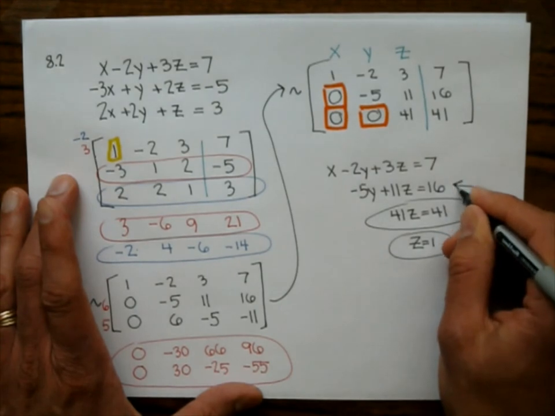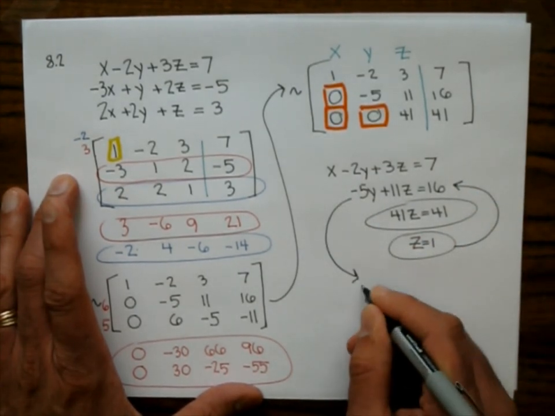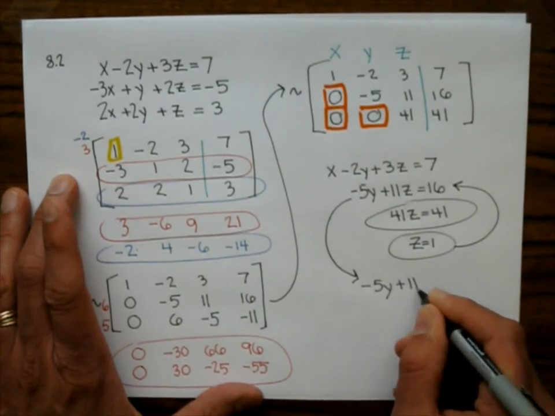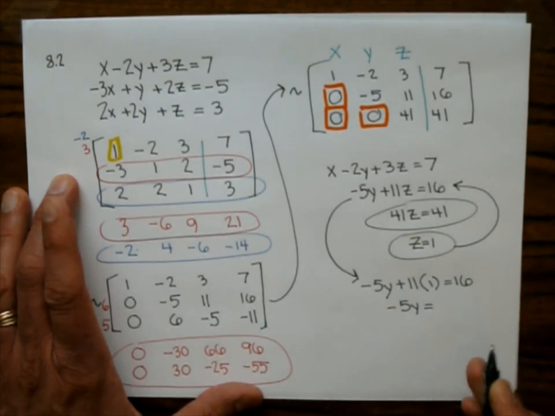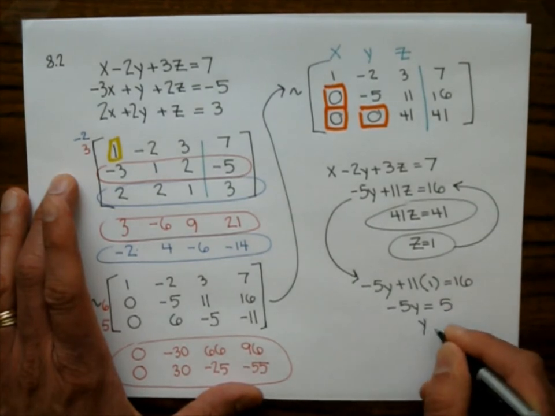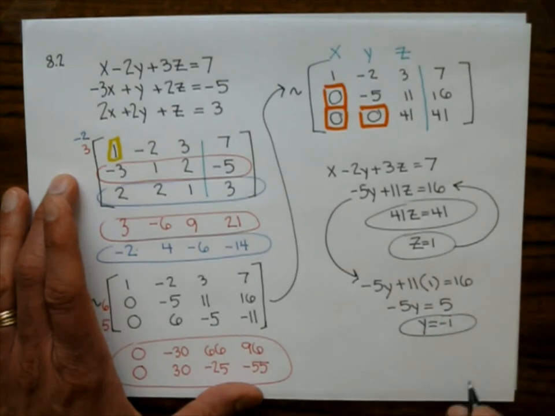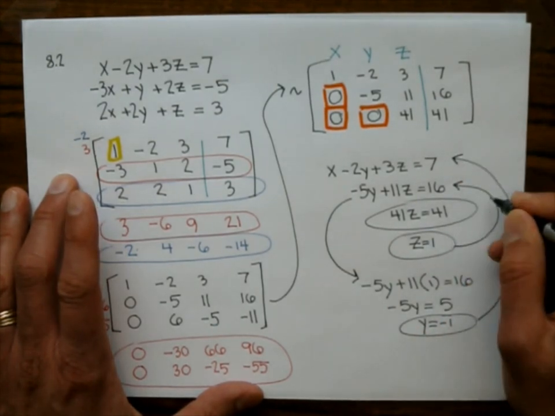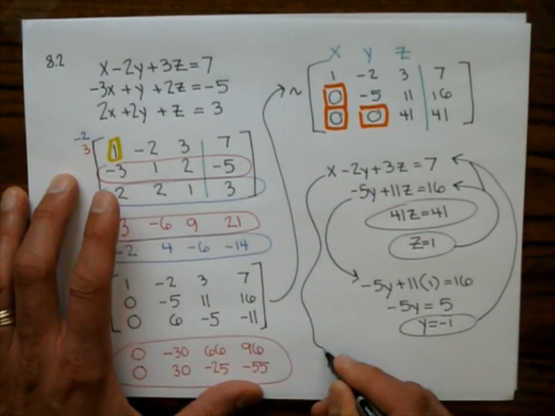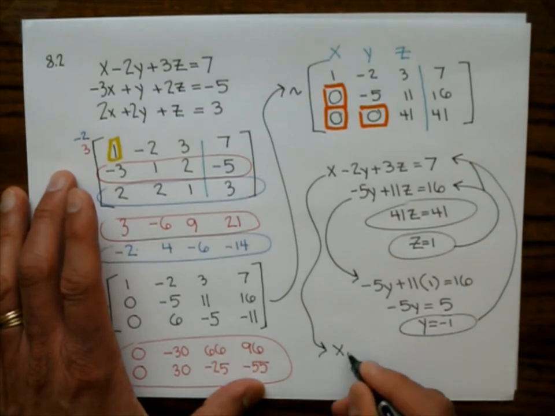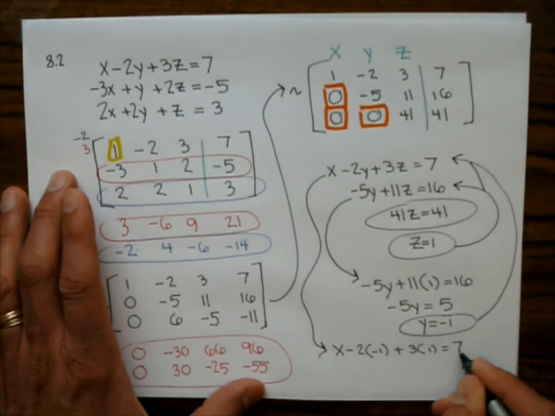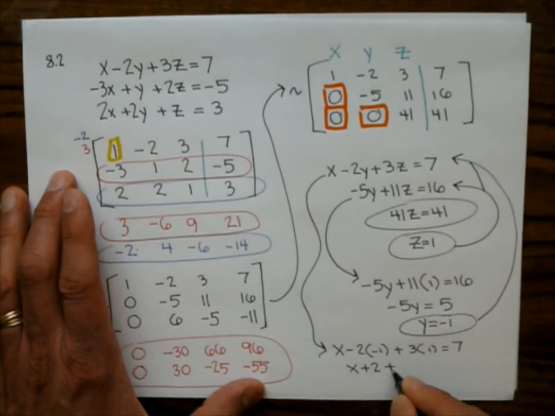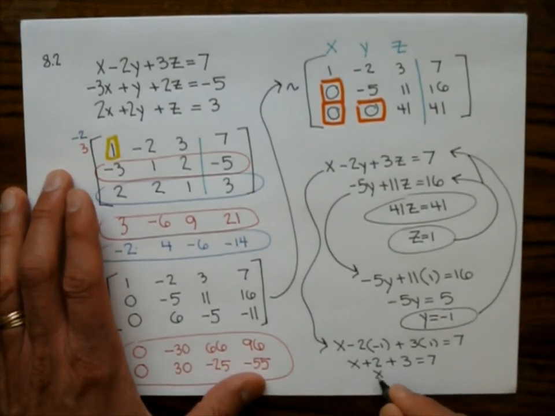I'm going to plug that back into the middle equation. This is called back substitution, and I get negative 5y plus 11z, well, z is 1, equals 16. Negative 5y equals, subtract 11 on both sides, 5, and y equals negative 1. I'm going to plug y equals negative 1 and z equals 1 into this top equation. I'm running out of space on this paper, and I have x minus 2y, 2 times negative 1, plus 3z, 3 times 1, equals 7. x plus 2 plus 3 equals 7. x plus 5 equals 7. x equals 2.